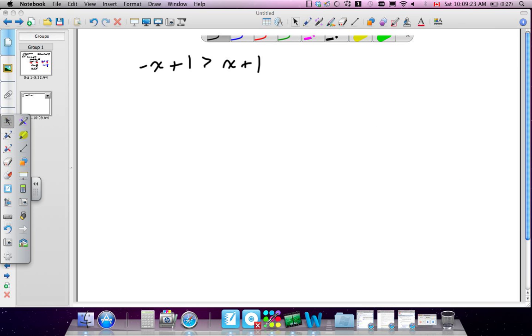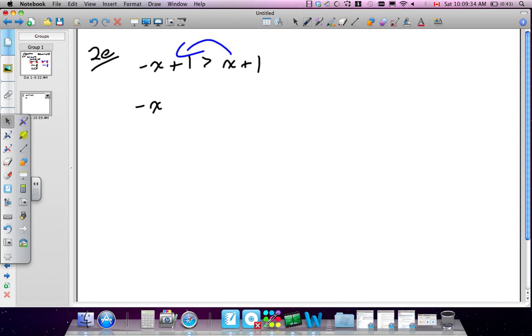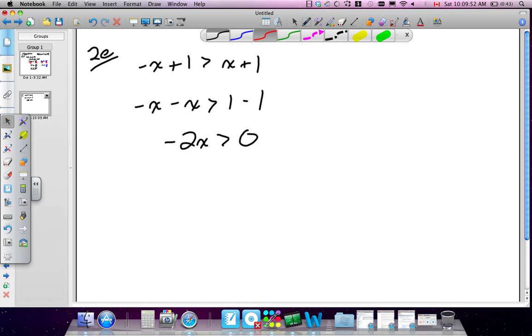Okay, so this is question 2e from your work. Again, we're looking for x. What you did is you solved it on the left side, so you quickly brought the x over. You ended up with negative x minus x is greater than, and when you brought the 1 over, you got 1, subtract 1, negative 2x greater than 0. And when you want to divide this, because it's a negative, your sign is going to have to flip. So you end up with x is actually less than 0 in this instance.